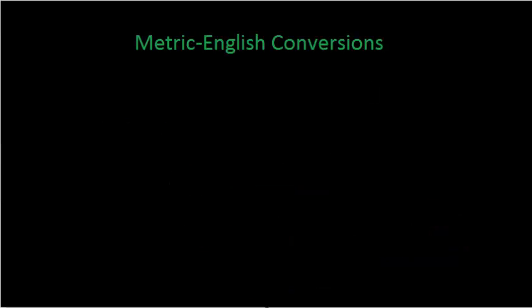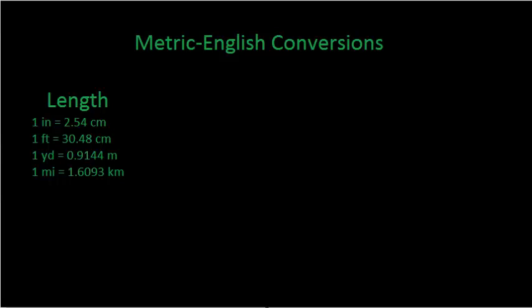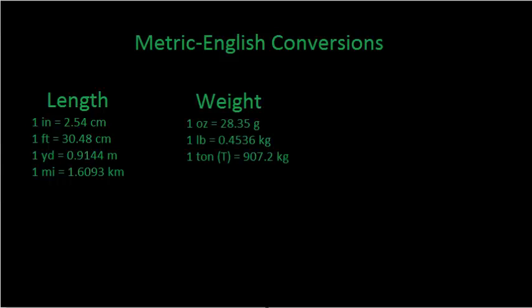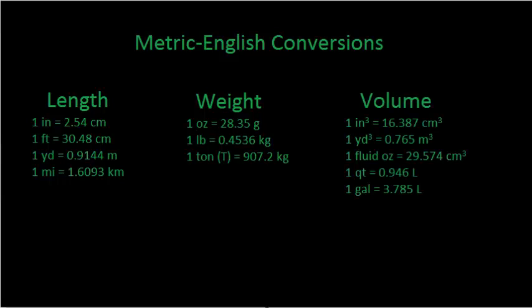Next, we'll take a look at metric to English conversions. We have our length conversions, so inches to centimeters, feet to centimeters, yards to meters, and miles to kilometers. Our weight conversions, so ounce to gram, pounds to kilograms, and tons to kilograms. And volume: cubic inches to cubic centimeters, cubic yards to cubic meters, fluid ounces to cubic centimeters, quarts to liters, and gallons to liters. We will treat these the same as we do English to English conversions.